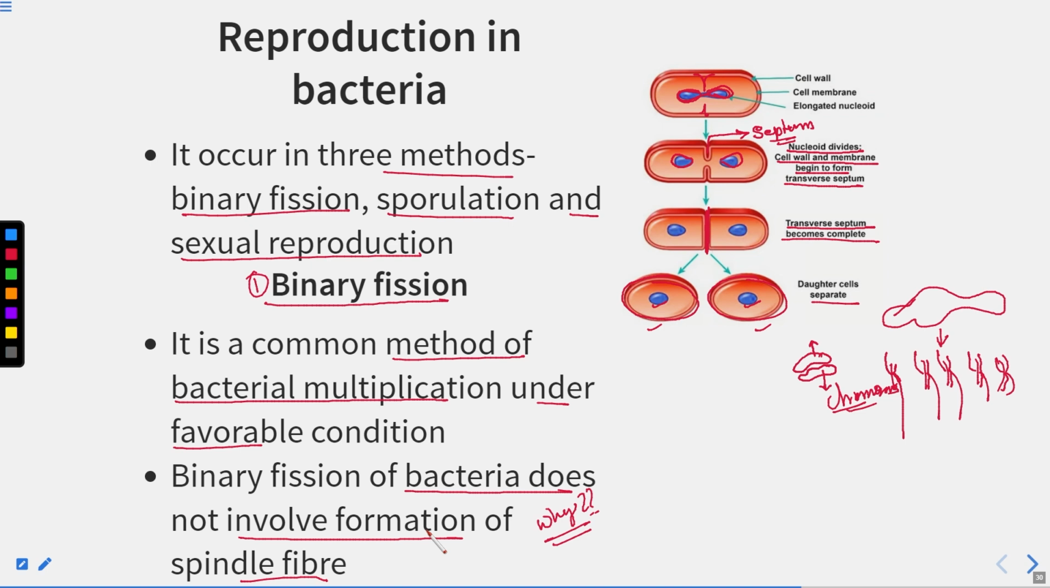But here there is only one chromosome that replicates and makes its copy. So one copy moves to this side, one copy moves to the other side. It's very simple. So they do not require any spindle fiber formation here. Okay, so this is about binary fission. Two cells of the same type have been formed here, right? Daughter cells.